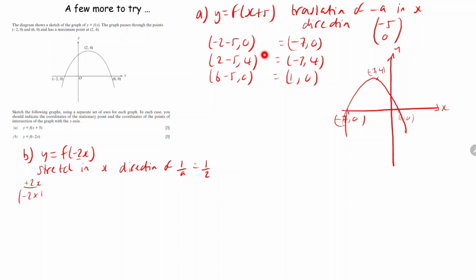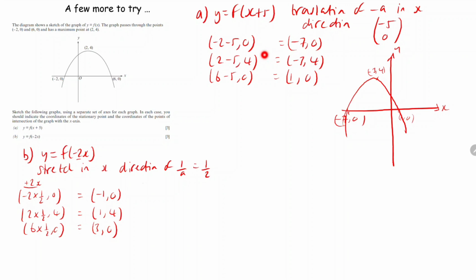Minus 2 times by a half, 0, y coordinates not changed. 2 times by a half, 4, and 6 times by a half, 0. That gives us the following new coordinate sets. Minus 2 times by half is minus 1. Then 1, 4, and 3, 0.